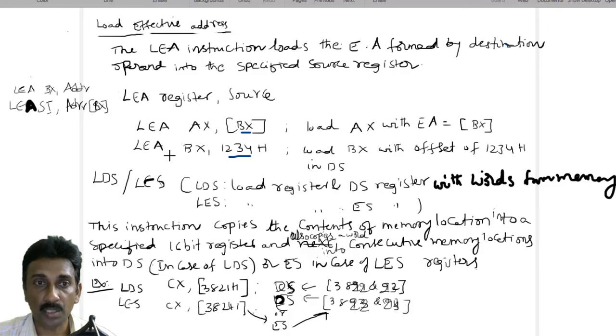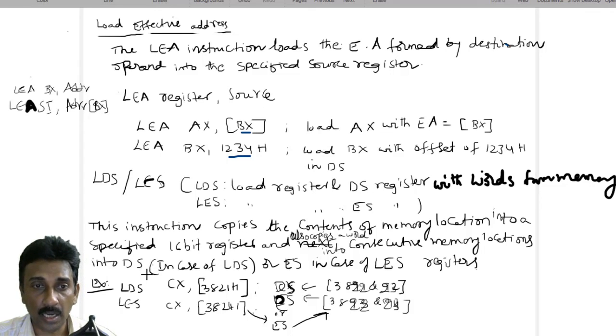These are some of the instructions we have. Next are the LDS and LES instructions. LDS loads a register and the data segment register with words from memory. LES loads a register and the ES register with words from memory. This instruction copies the contents of the memory location into a specified 16-bit register and also copies a word from consecutive memory locations. So the copy of the data will be placed into the register as well as the DS register.